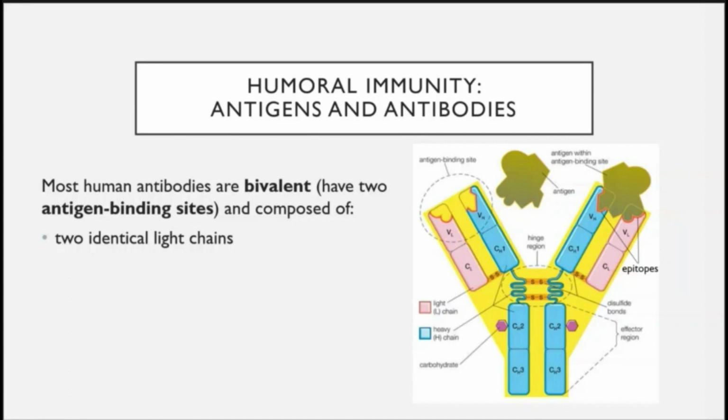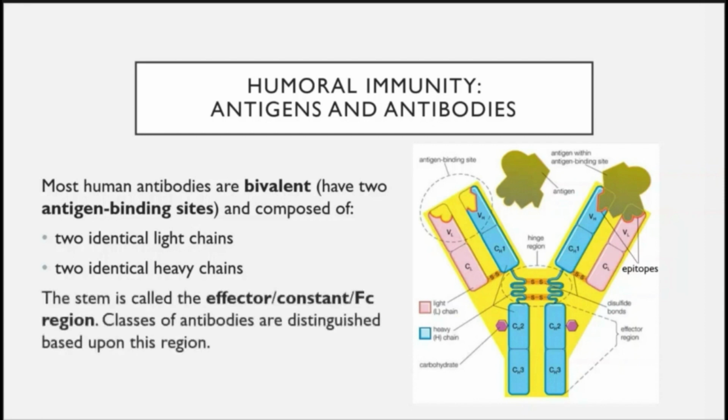There are two identical light chains, so VL on both sides, and there are two identical heavy protein chains. The light and heavy refers to the molecular weight of the protein that comprises them. So that is the business end of the antibody that binds to the epitopes.